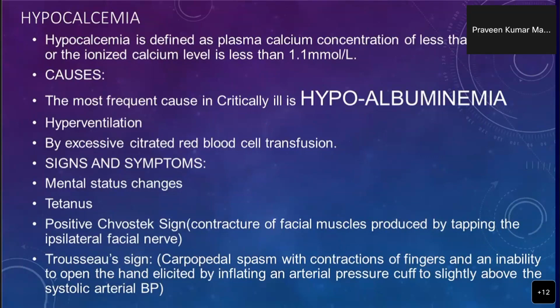The signs and symptoms of hypocalcemia include mental status changes, tetany, and a positive Chvostek sign, which is the contraction of the facial muscles produced by tapping on the ipsilateral facial nerve, and Trousseau sign, which is the carpopedal spasm with contraction of the fingers and an inability to open the hand, elicited by inflating an arterial pressure cuff to slightly above the systolic arterial BP.